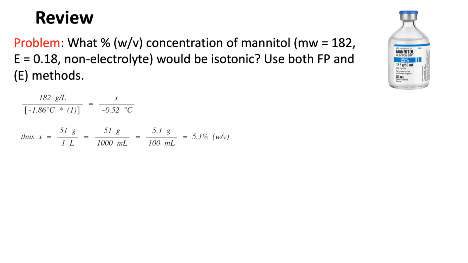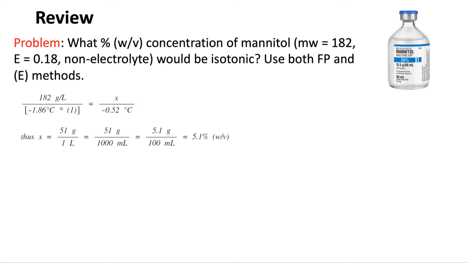So I know the correct answer is 51 grams per liter, but that's not the correct final answer. What I'm showing you here is re-expressing the 51 grams per liter as 51 grams over 1,000 milliliters. And to convert that to a percent, which is per 100 mils, I need to divide the top and the bottom by 10. So that is equivalent to 5.1 grams over 100 milliliters. Since that's in grams per 100 milliliters, that's the same as percent. So essentially, an isotonic concentration of mannitol would be a 5.1% weight per volume solution. And we determined that using the freezing point depression method.